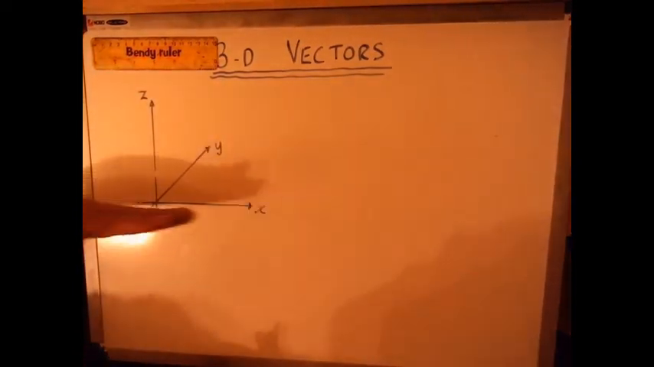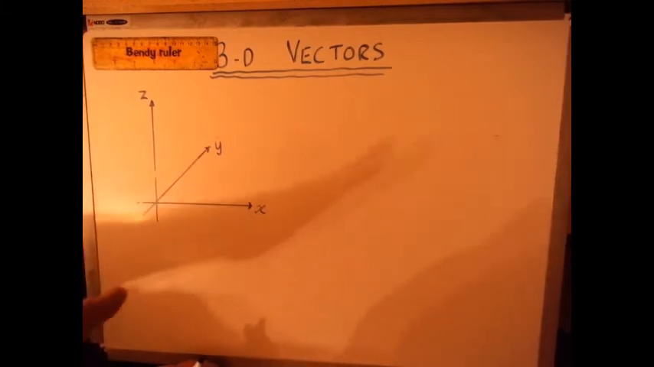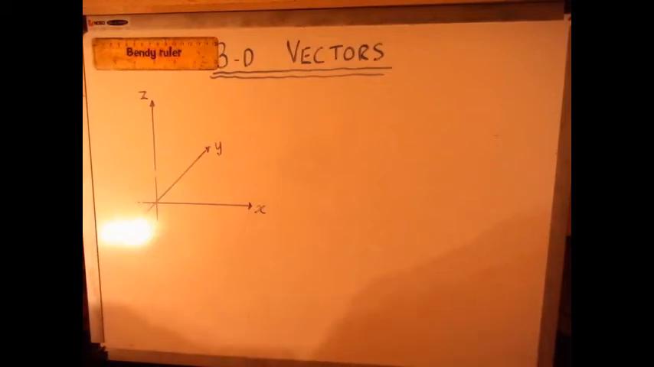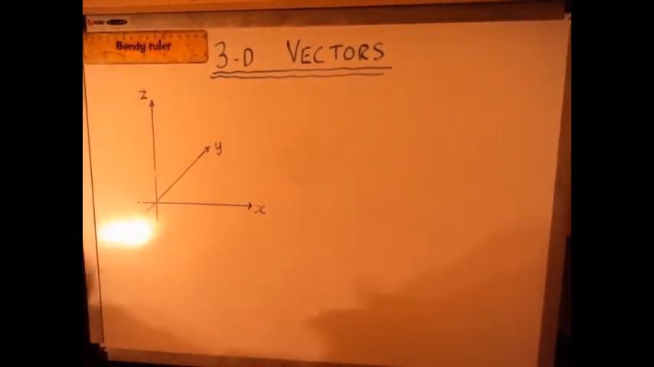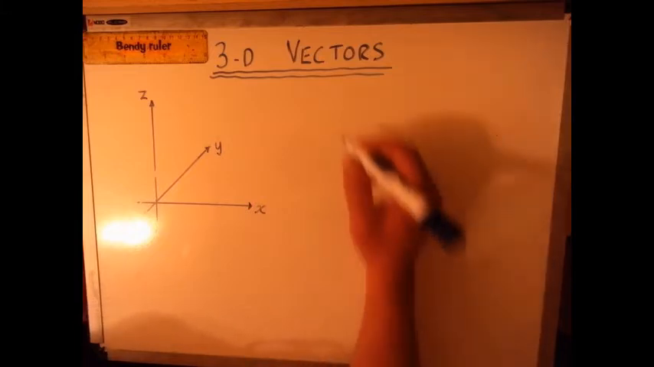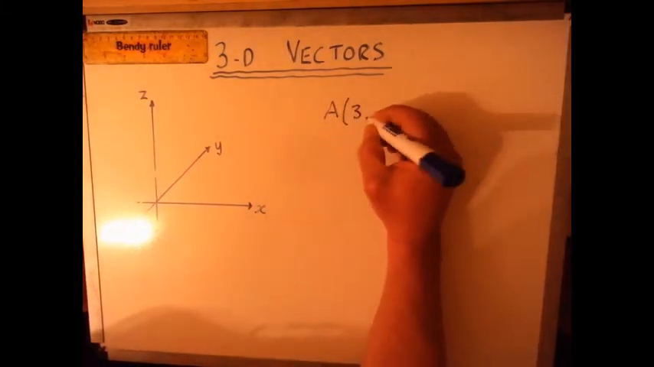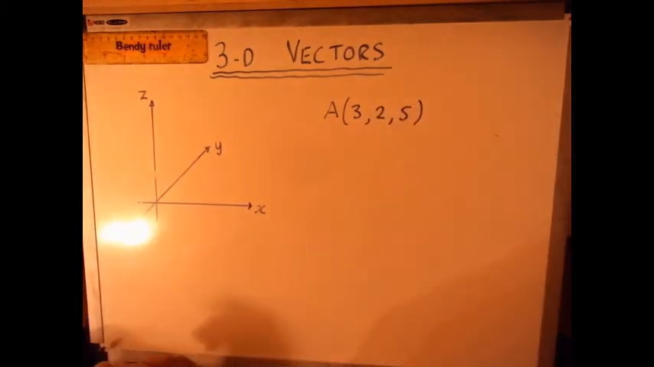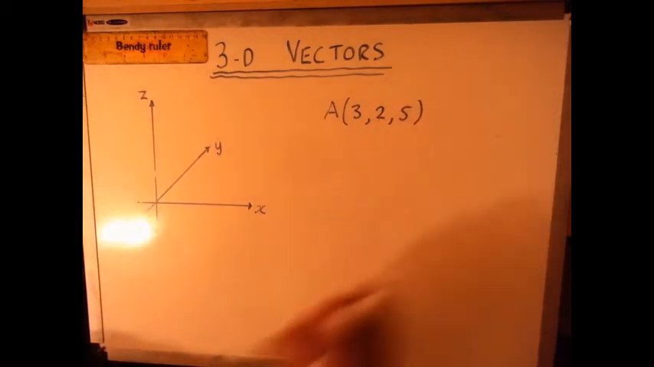So we've got X axis going left and right, Y axis going in and out of my board, and my Z axis going up and down. From there, all we do now with coordinates, with vectors, is we introduce that third dimension. So if I had the point A and it had the coordinates 3, 2, 5, so that's how we write the coordinates. We're used to just two of them. We're now introducing the third one.